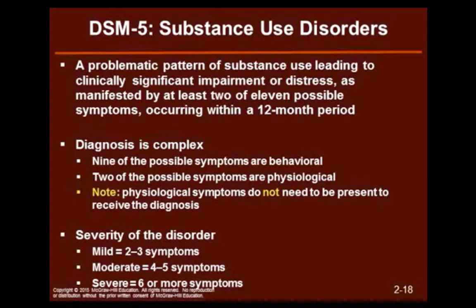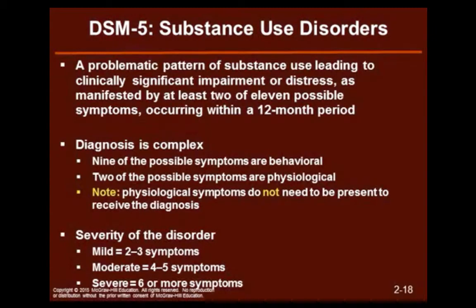Now, when we're looking at substance use disorders, as discussed in the DSM-5, here's the formal definition that they'll use. A problematic pattern of substance use leading to clinically significant impairment or distress as manifested by at least 2 of 11 possible symptoms occurring within a 12-month period. So, this is not a simple, straightforward diagnosis. It's quite complex. And of those 11 possible symptoms, 9 of them are behavioral, 2 of them are physiological.